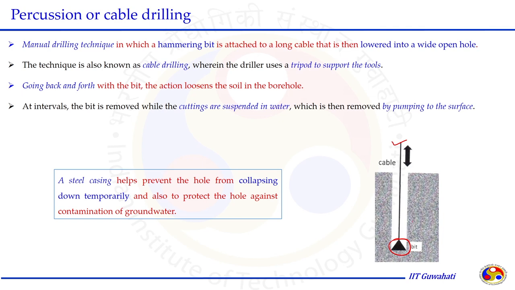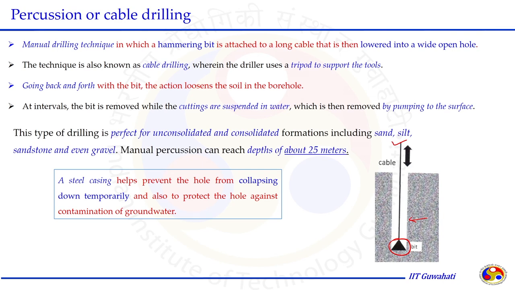So there might be a possibility that groundwater is nearby, so the steel casing is used to protect the environment. This type of drilling is perfect for unconsolidated and consolidated formations like sandstone or even gravel, but manual percussion can reach depths up to 25 meters only. That is a very low value when we talk about oil and gas wells.